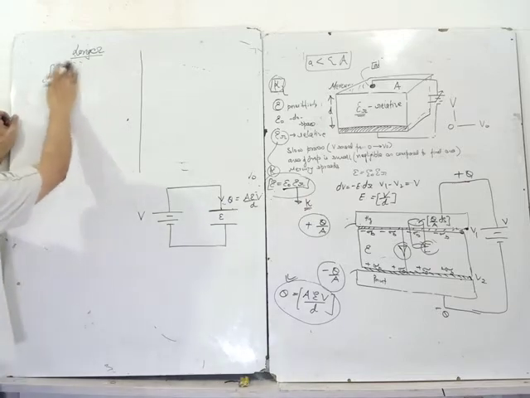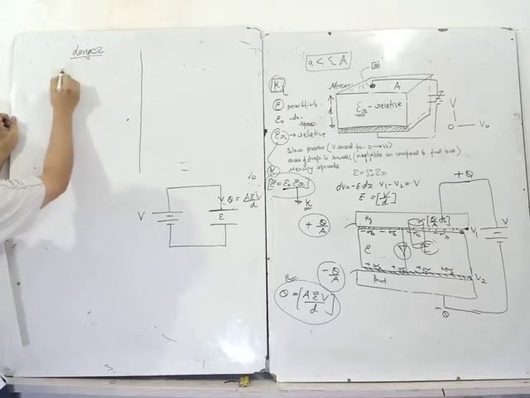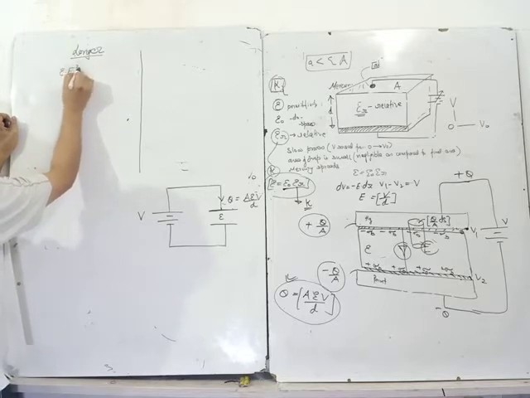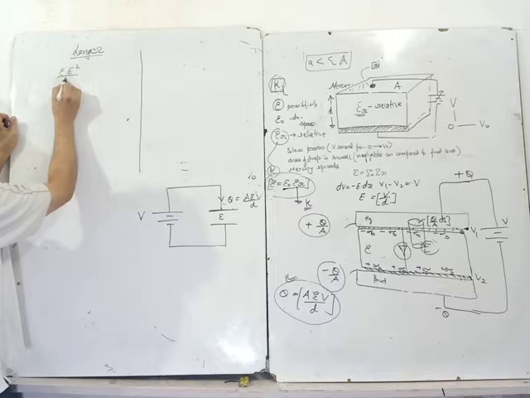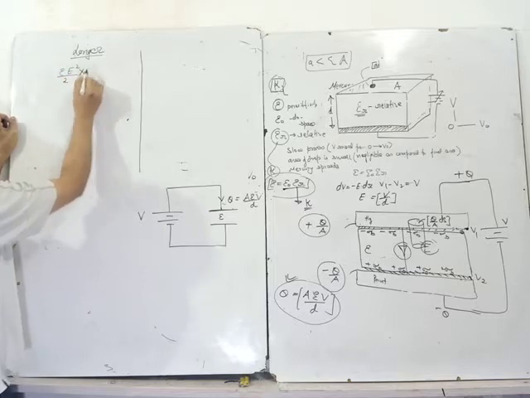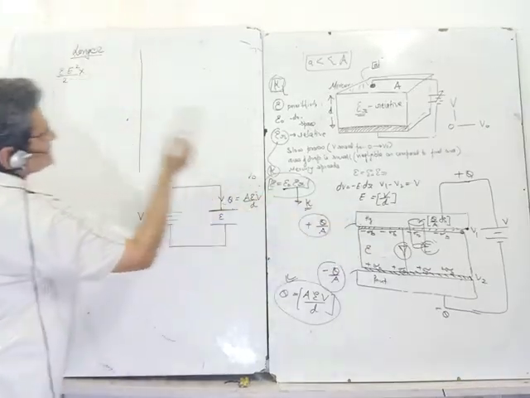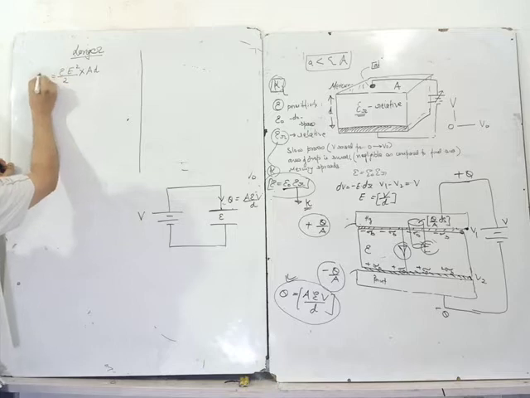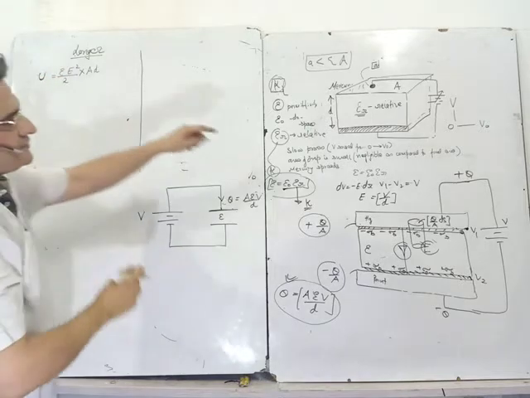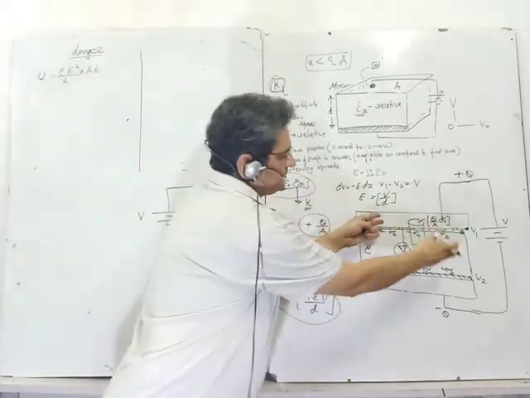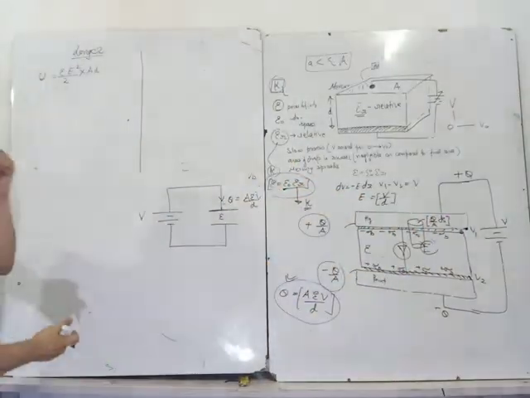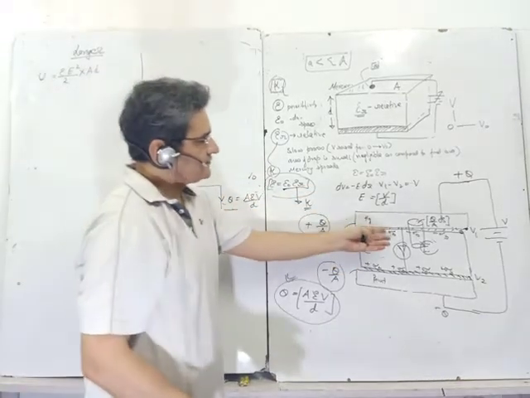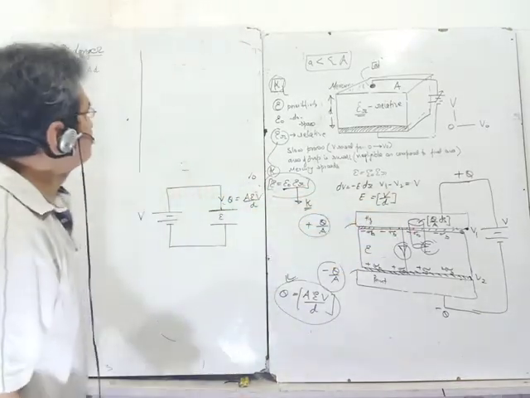But when there is a dielectric, write it like this: epsilon E squared by 2 per unit volume, multiplied by volume V, and in this case the volume is surface area into d. This is the electrical energy present in this region where there is a dielectric. In fact, everywhere there is a dielectric.